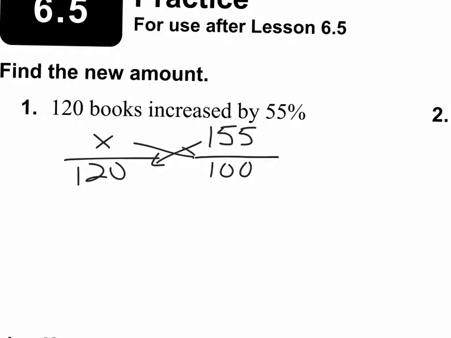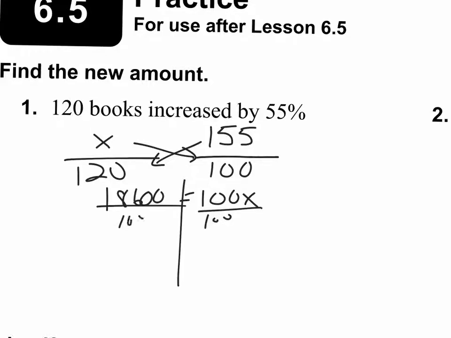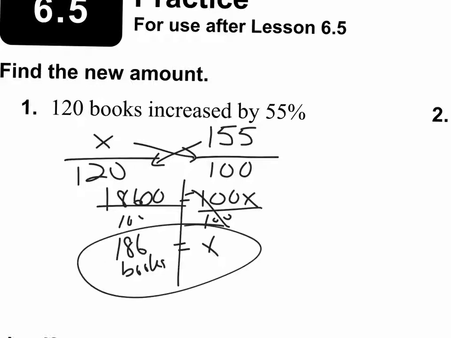Now we're going to do our cross product, so we get 100x is equal to 155 times 120, which gives you 18,600. Draw my line, get x by itself, so I divide by 100, divide by 100. These cancel out, you get x is equal to 186 books, and that would be your answer.